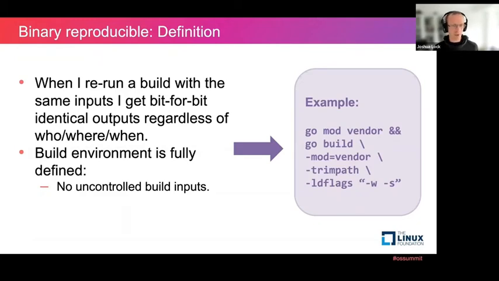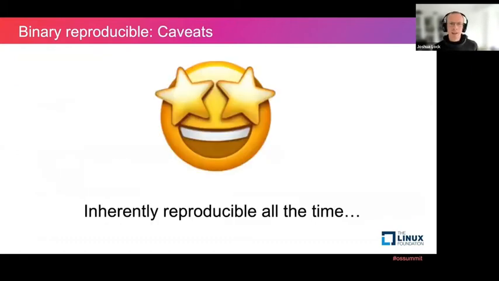so that if you ran this go build command on a different system at a different point in time in the future, as long as you had the vendored source in your project tree, then you would get the same output. And when I say same, of course, I mean bit for bit identical output. So a binary reproducible build is inherently reproducible all the time.